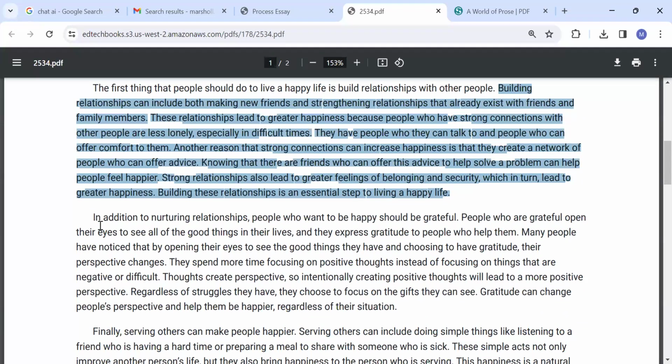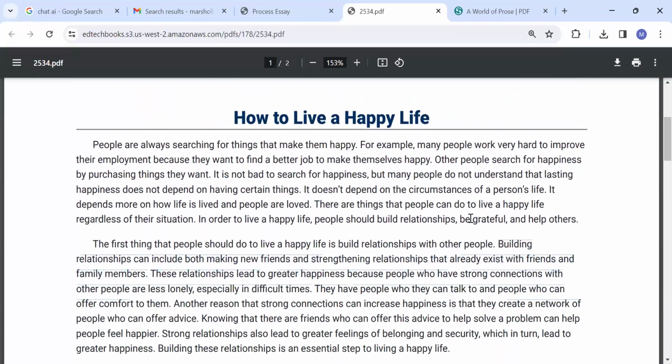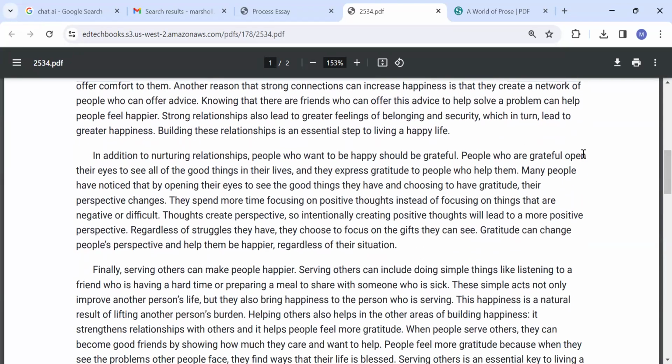If you were to look at the next paragraph in the body, you would find it follows the same pattern. And that's because all the paragraphs in the body follow this pattern. So they'll start off with our transition word, and then it will introduce the next step. So in addition to nurturing relationships, people who want to be happy should be grateful. If we look at our thesis statement, the second point is also be grateful. So people who are grateful open their eyes to see all the good things in their lives.